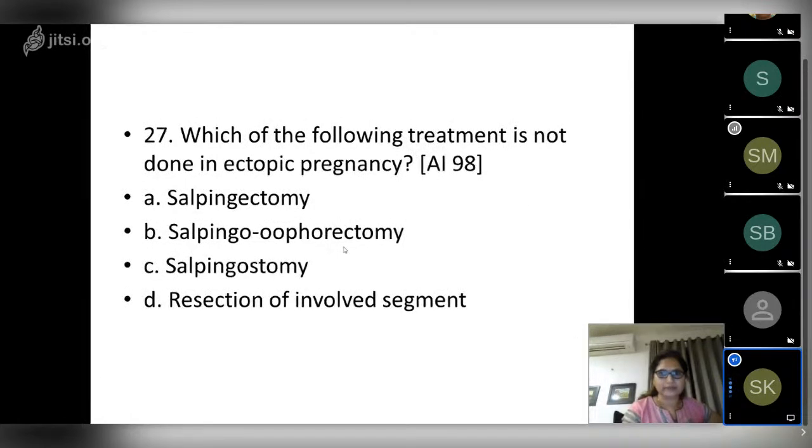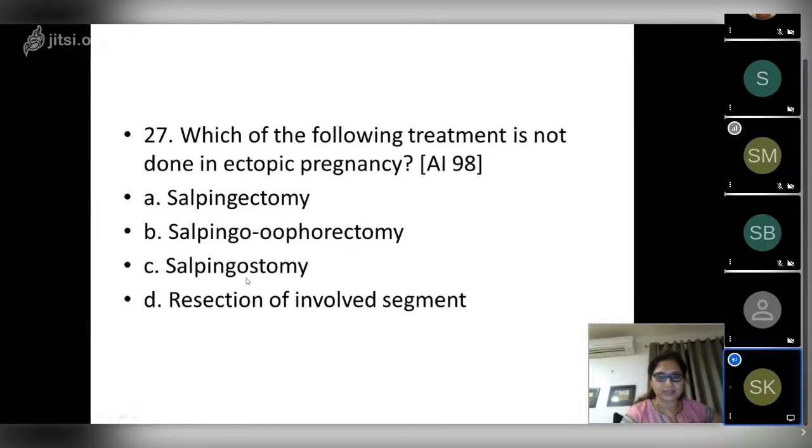Next question. Which of the following treatment is not done in ectopic pregnancy? Salpingectomy, salpingo-oophorectomy, salpingostomy, resection of the involved segment. What is the procedure of salpingectomy? Salpingectomy means removal of the fallopian tube, right? What is salpingo-oophorectomy? Tube with the ovary. Salpingostomy. What is salpingostomy?